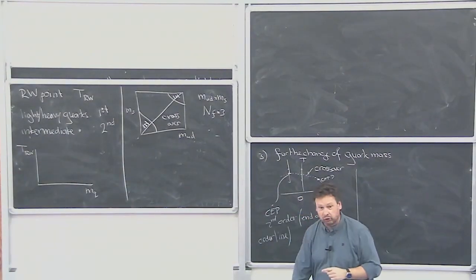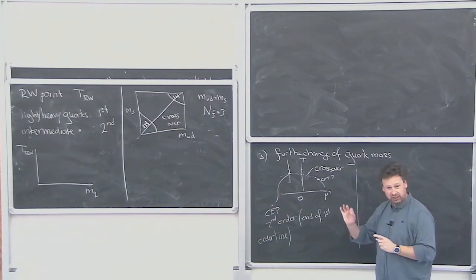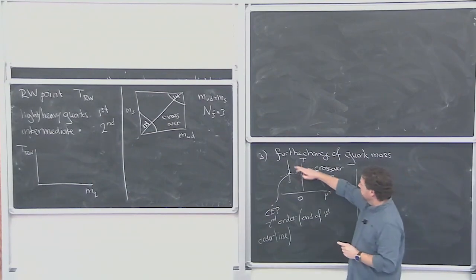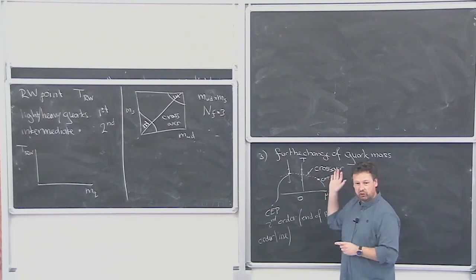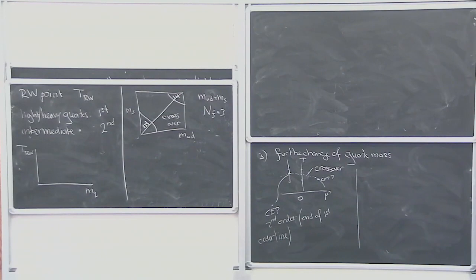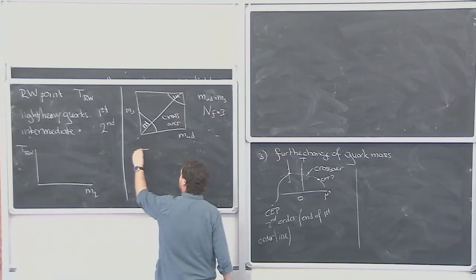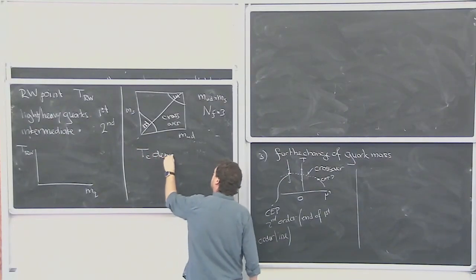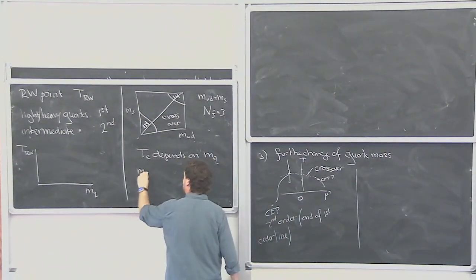There's one thing I haven't told you yet, and that's what actually is the temperature where the Roberge-Weiss point sits, because I've just always drawn it as this vertical line here. But you may know that in pure gauge theory, the temperature of the transition is about 240 MeV, if I remember correctly. And for physical quarks, it's about 155 MeV. So one thing to know is that Tc depends on the quark mass.